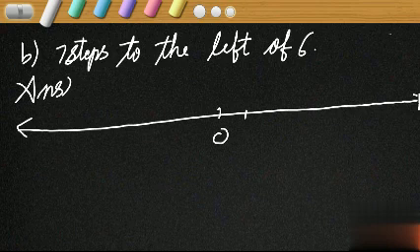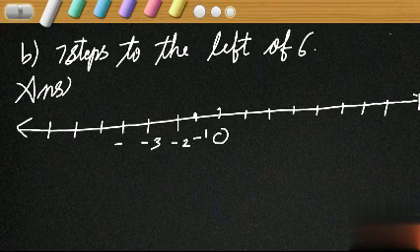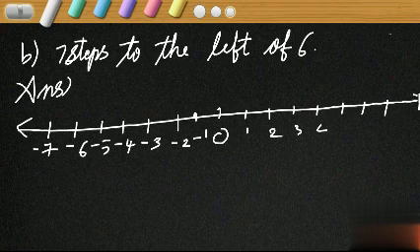0, 1, 2, 3, 4, 5, 6, 7, minus 1, minus 2, minus 3, minus 4, minus 5, minus 6, minus 7. Draw neatly with ruler and pencil. Minus 5, minus 6, minus 7. 1, 2, 3, 4, 5, 6, 7.